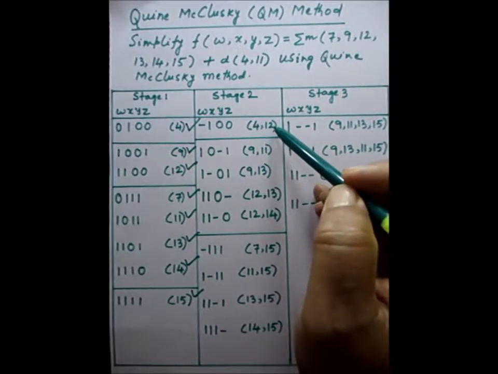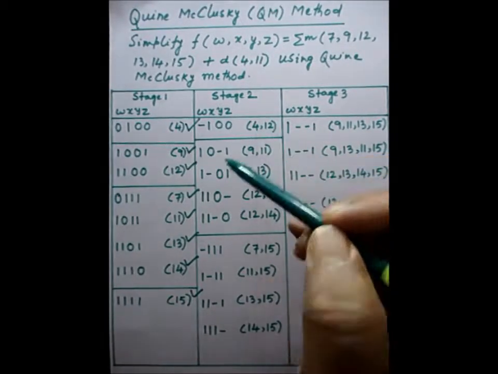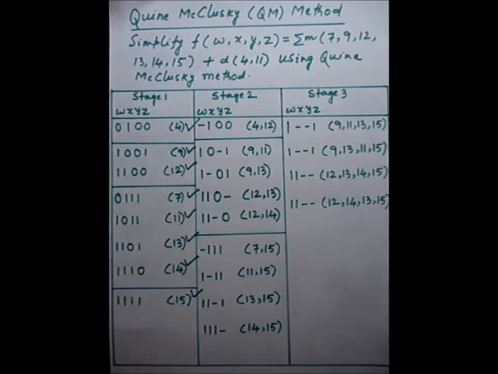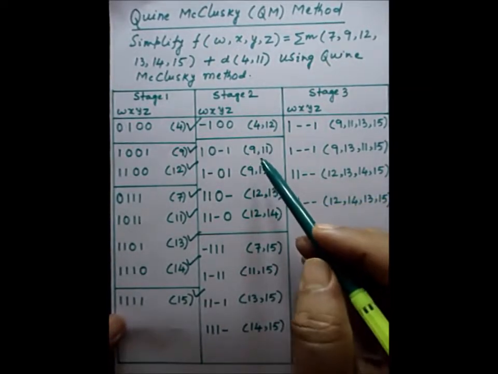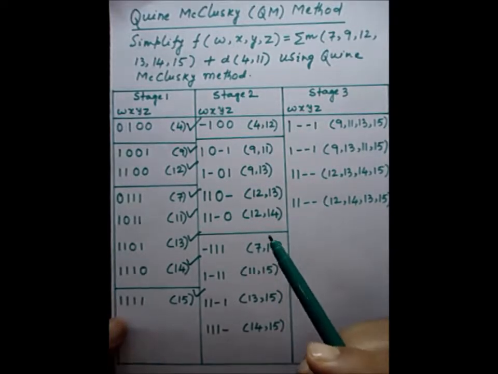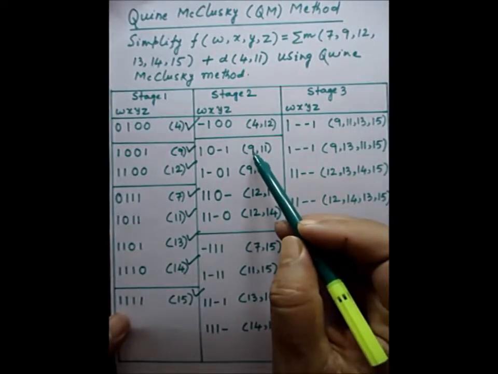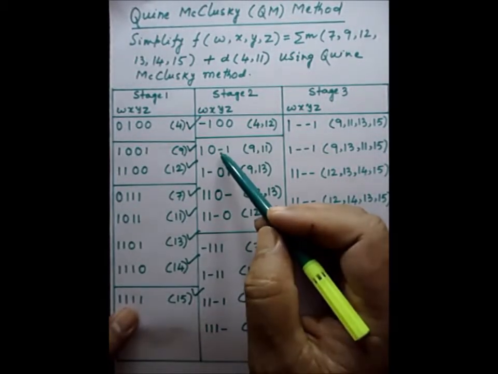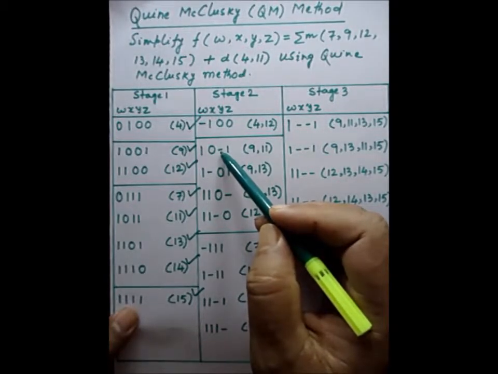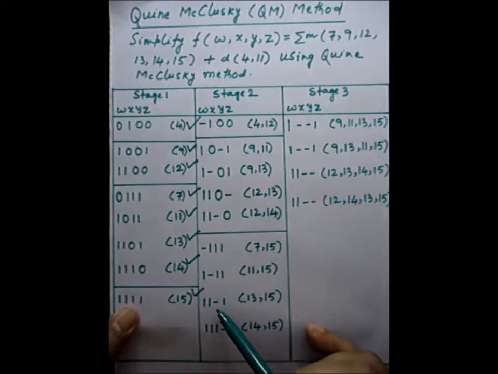Therefore, 4 and 12 is not mapped with any of them. Then you come to the second and third groups, where you have to map them here. So 9 and 11: if you map with this, you can see the dash is in the third place, and only one is possible.